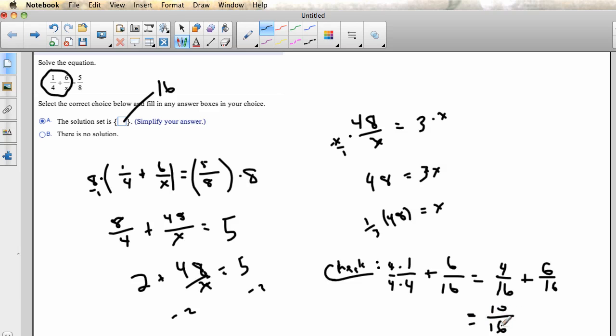And 10 and 16 both have a factor of 2. So 10 is 2 times 5, and 16 is 2 times 8. And that's what I'm looking for to simplify a fraction. I have to have a common multiplicative factor on the top and on the bottom. And since that cancels out, I'll have 5/8 as the result. So it is true that if you put 16 in this equation for x, then you get a true equation.